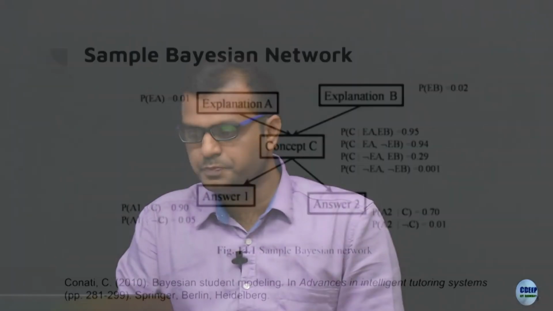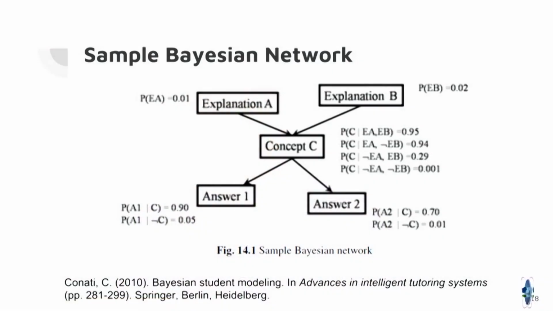If he gave answer 2, then what is the probability the student would have understood the concept? Some other value. Now we do not have that value, we have the probability of A1 given C, but we know how to identify the probability of C given A1, because we know the Bayes theorem, right. If we know the probability of A1 given C, we know how to identify the probability of C given A1 because we know the Bayes theorem. So this network shows a simple Bayesian network with the complete conditional probability table with it. Network clear?